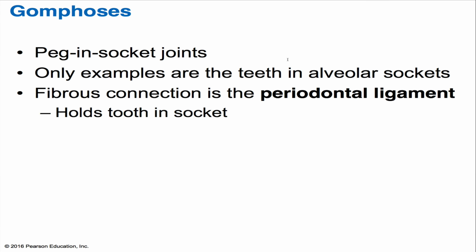The maxilla, remember, is the upper jaw. It's the bone that holds your upper teeth in place, and the mandible is the main bone that holds your lower teeth in place. So the fibrous connection in gomphoses are the periodontal ligaments, which hold the teeth in the socket.